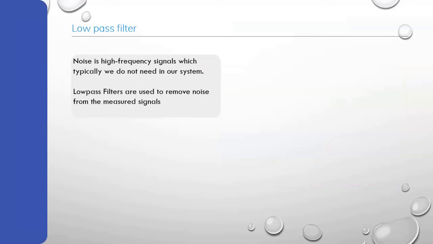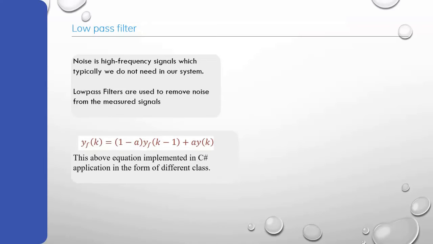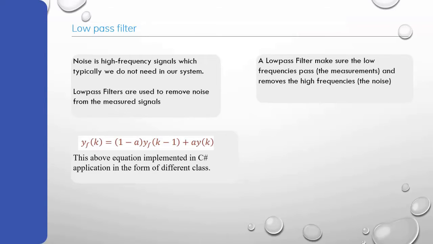And then I have used the low pass filter inside my C# application as a separate class. As we know, noise is a very high frequency signal, which typically we don't want in our process, and low pass filters are used to remove noise from measured signals. As I'm taking my feedback temperature, I need a low pass filter so that it can remove the noise. And here are the equations which I have used inside my class, the standard low pass filter equations. We use low pass filters to make sure only the low frequency signal will pass and it will remove the high frequencies.